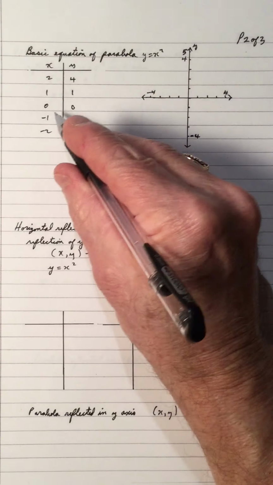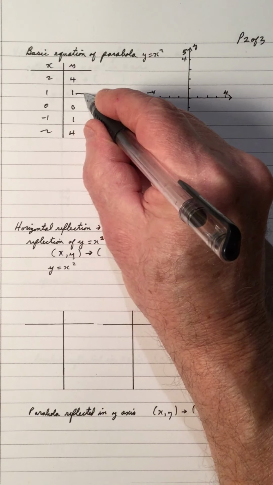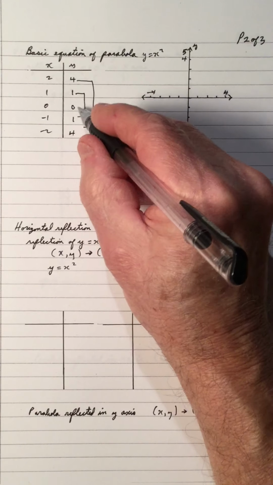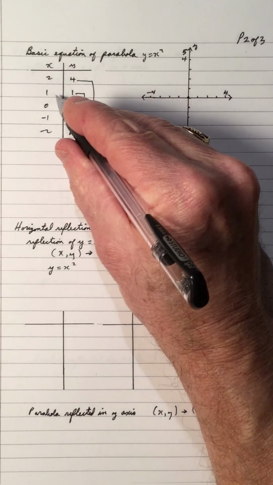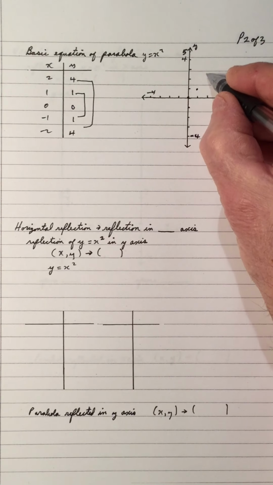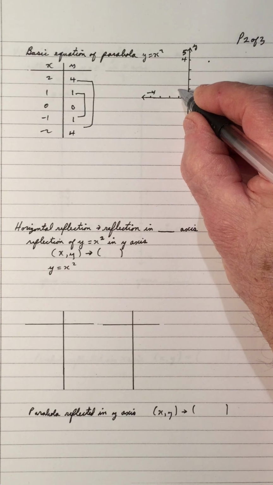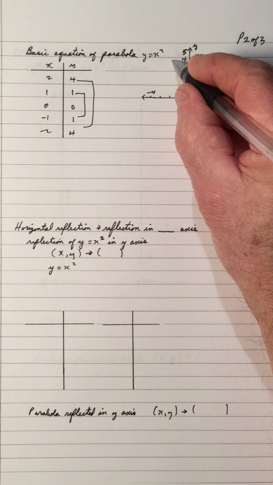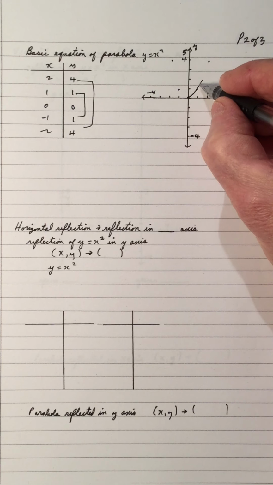And we plot. Notice it is symmetrical as we move away from 0, 0, which is the vertex. X is 1, y is 1. X is 2, y is 4. When we move to the left one place, we move 1 up. As we move 2 places to the left, we move 4 up. And the parabola is symmetrical on each side.